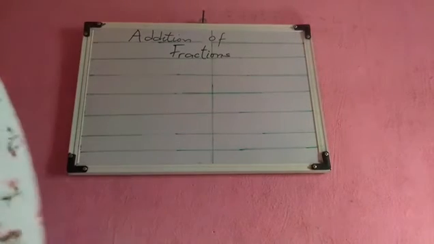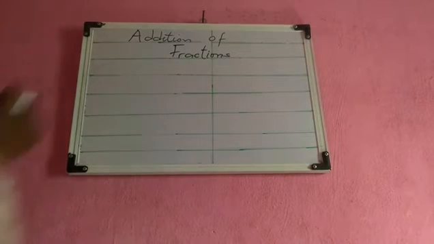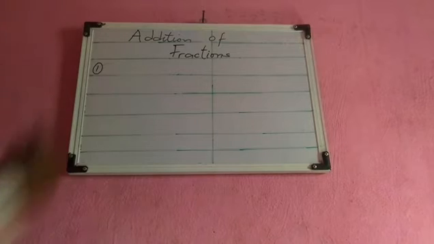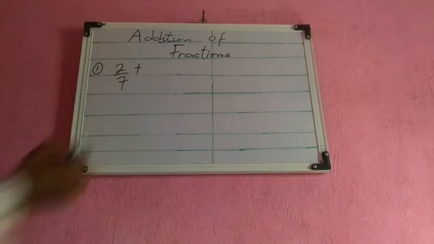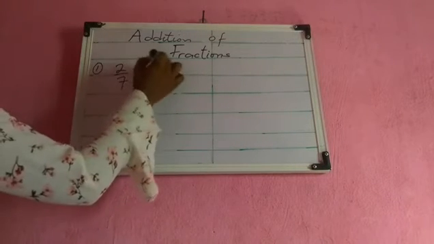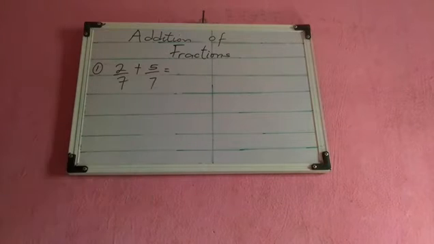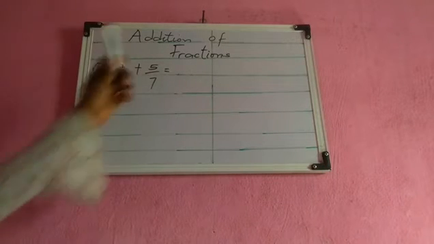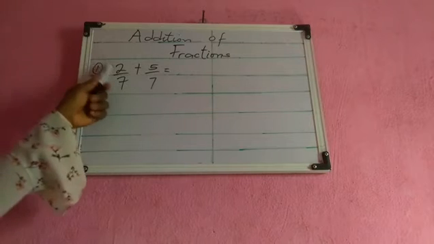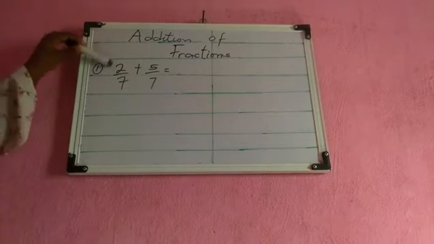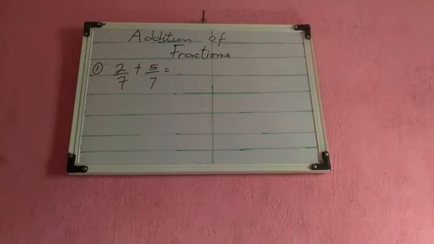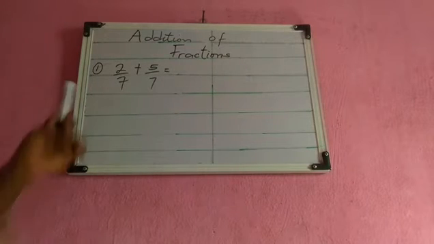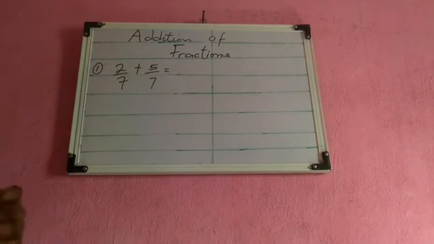Okay, so the first example we're looking at is 2 over 7 plus 5 over 7. Remember, this is the numerator. This is the denominator. So 2 plus 5, and they both have the same denominator, which is 7.